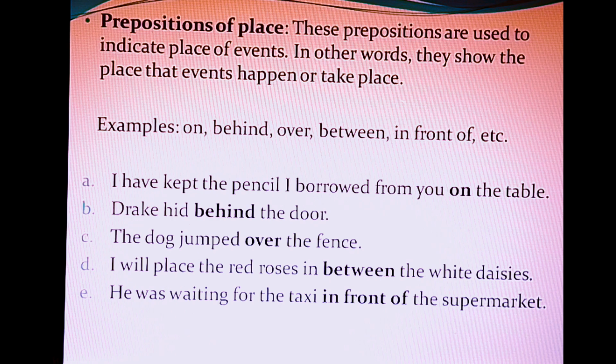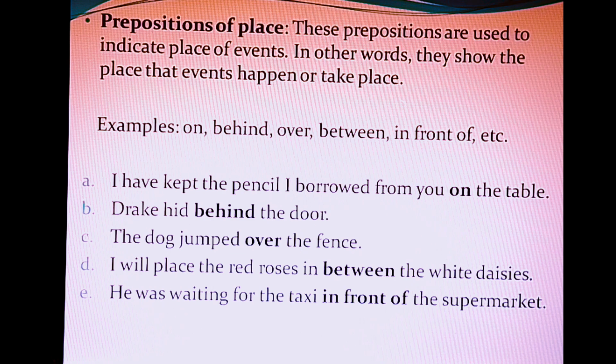The second one is, Drake hid behind the door. Of course, this is a past tense or past statement. Where did Drake hide? He hid behind the door. So the word behind is our place of event. The preposition of place, behind.